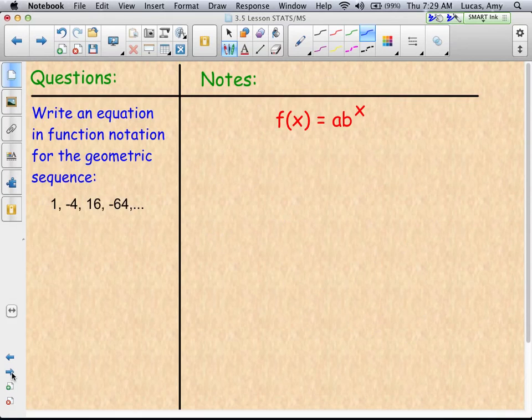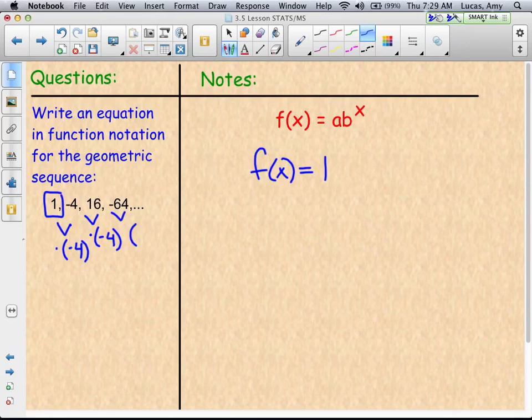The next one, remember we have to start with our first term. A is our first term, so 1. And then this one is multiplied by -4 each time because it is flipping back and forth between positive and negative numbers. So times -4 to the x power. So first term comes first in this one, and then common ratio.